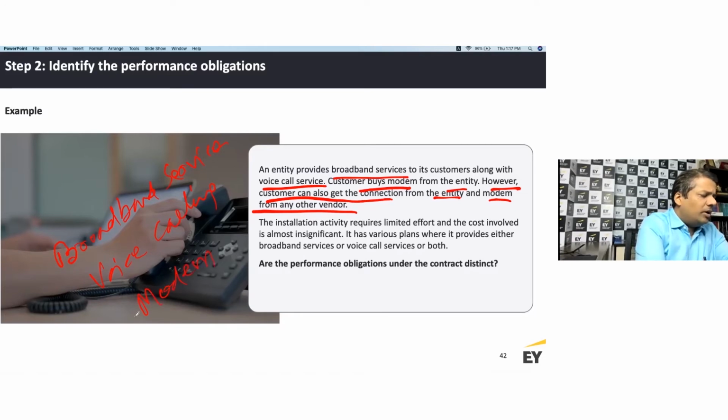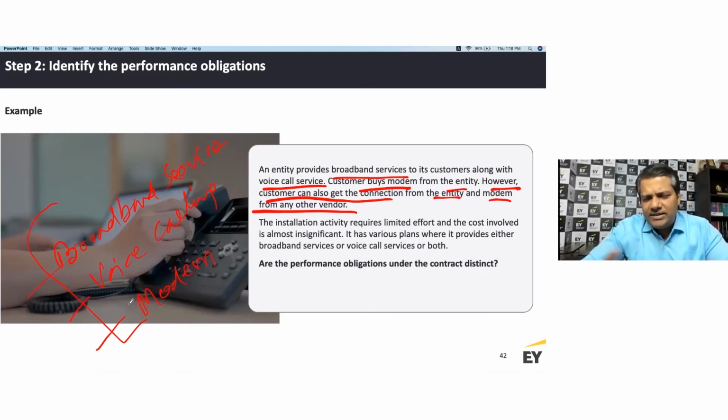If you look at all of these, there are three distinct services which I see being promised in this contract. The question is, are they capable of being distinct? Yes, and distinct within the context of the contract. As a customer, I want to benefit from each on its own. I can buy a modem, then decide to take a connection from telecom service provider A or B or C, whichever is out there. Or I may decide to buy the modem from the service provider itself, and then ask for broadband or voice. There are multiple plans out there.